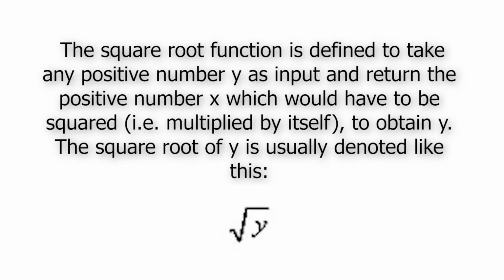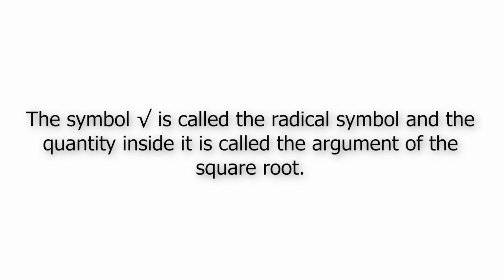The square root function is defined to take any positive number y as input and return the positive number x, which would have to be squared, that is multiplied by itself, to obtain y. The square root of y is usually denoted like this. The symbol is called the radical symbol, and the quantity inside it is called the argument of the square root.